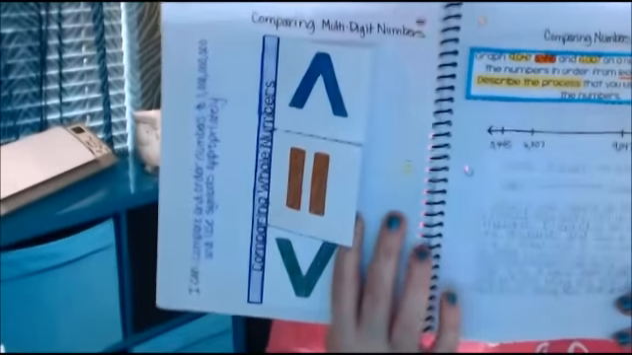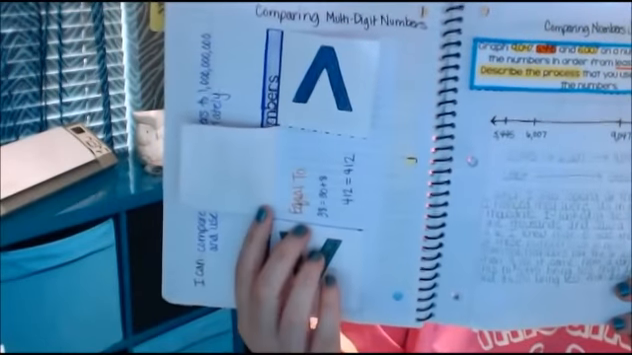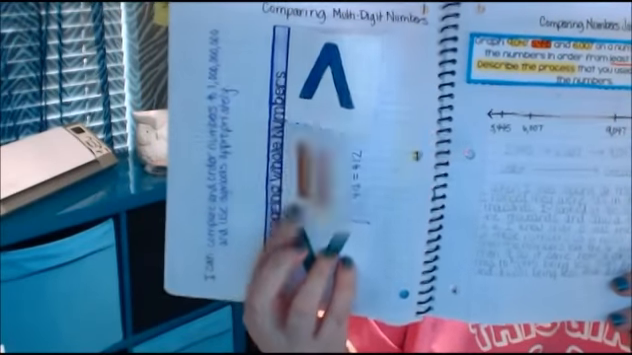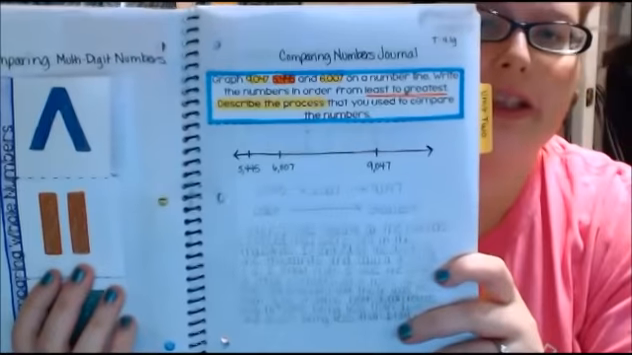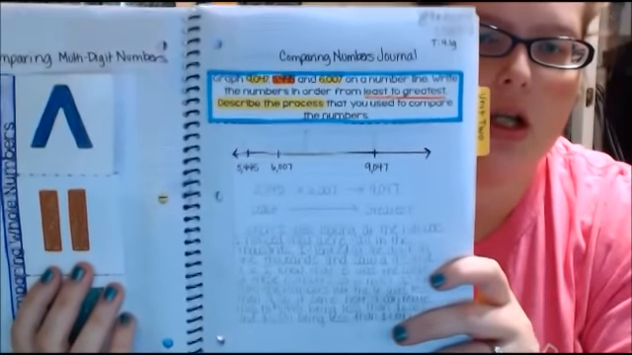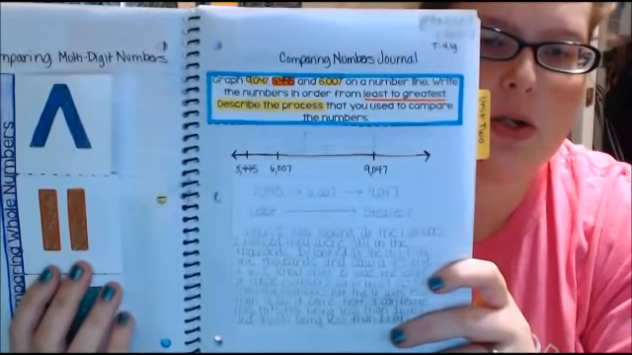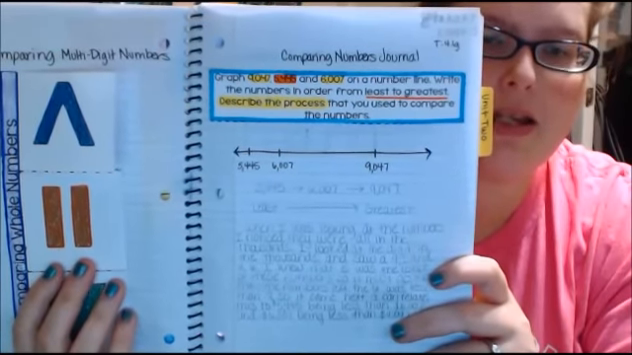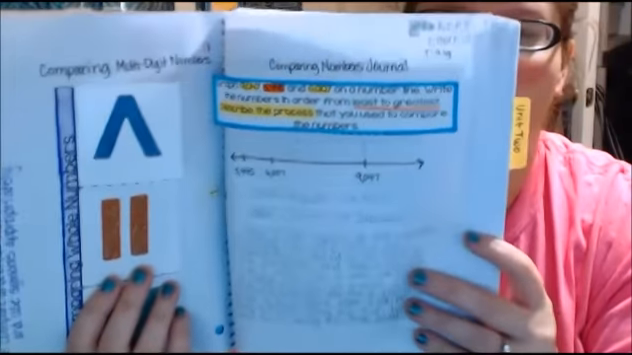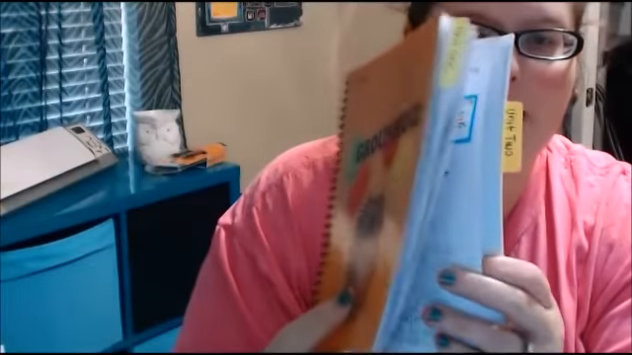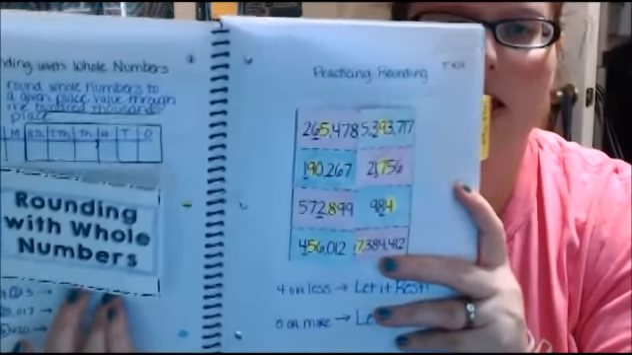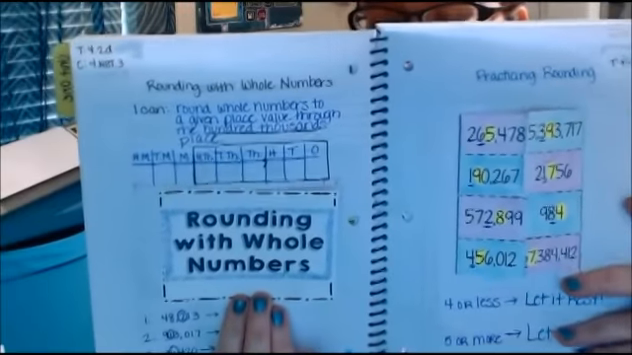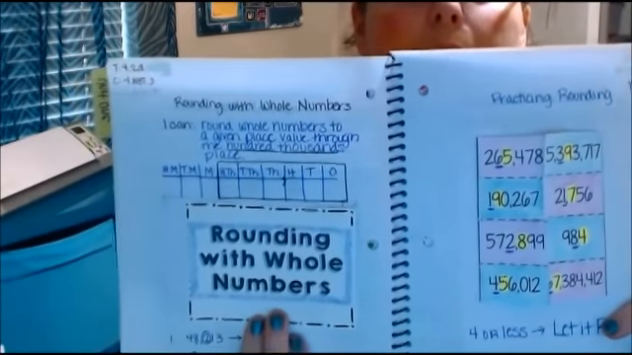Moving along, comparing multi-digit numbers. Underneath each, we talk about what that symbol means and give an example. And then over here, comparing numbers journal. This has 3 numbers that students are to put on a number line and then put in order from least to greatest and then describe. All of these pictures are in my 4th grade interactive notebook, Unit 1, as well as the entire bundle. So you're getting all of these pictures as well.